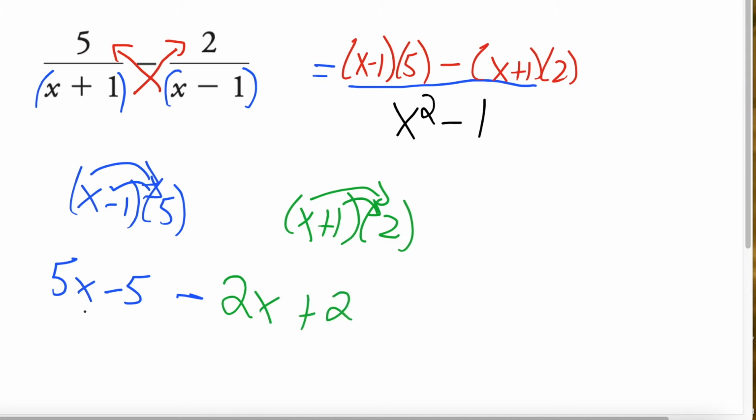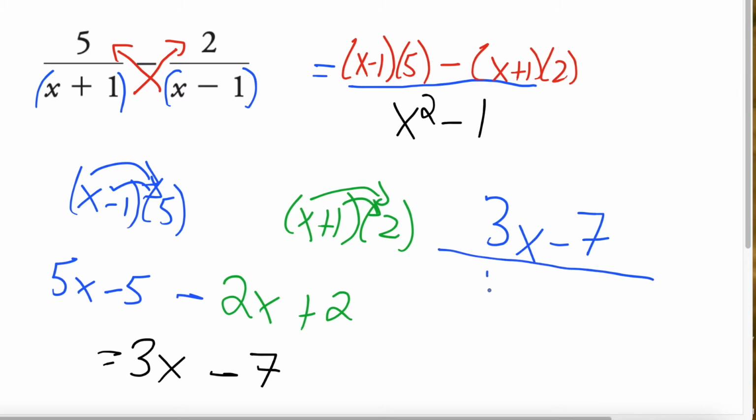And what is that equal to? 5x minus 2x results in 3x. And then negative 5 minus plus 2 is just equal to negative 5 minus 2, which results in 3x minus 7, right? So that would be what our top is equal to. So ultimately we get 3x minus 7 over x squared minus 1.